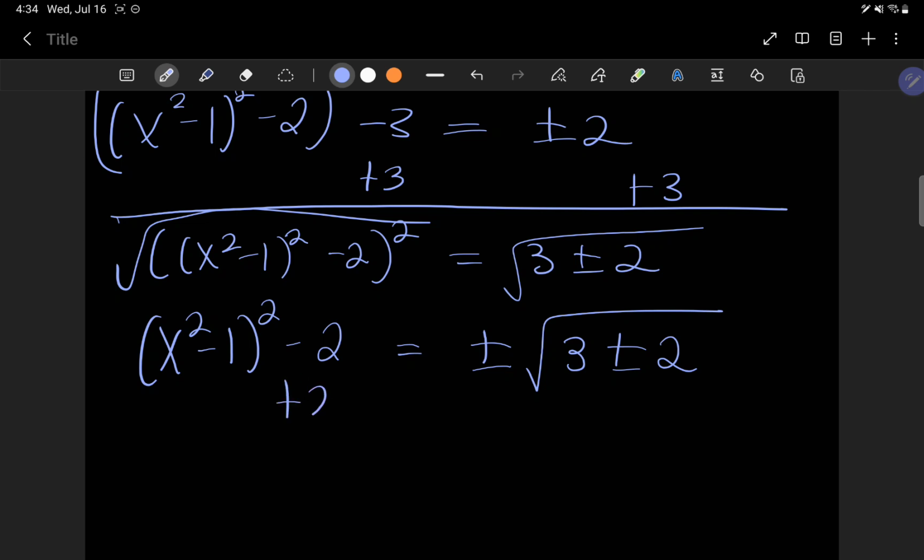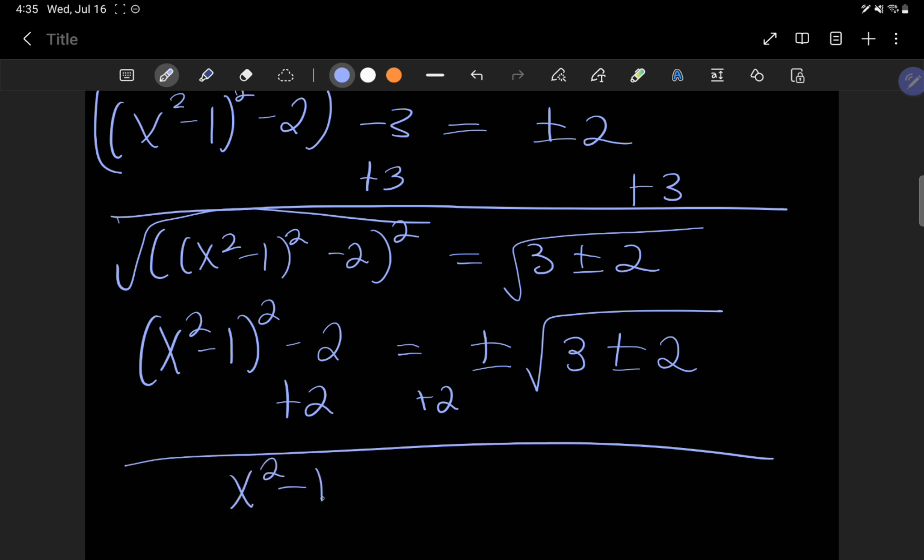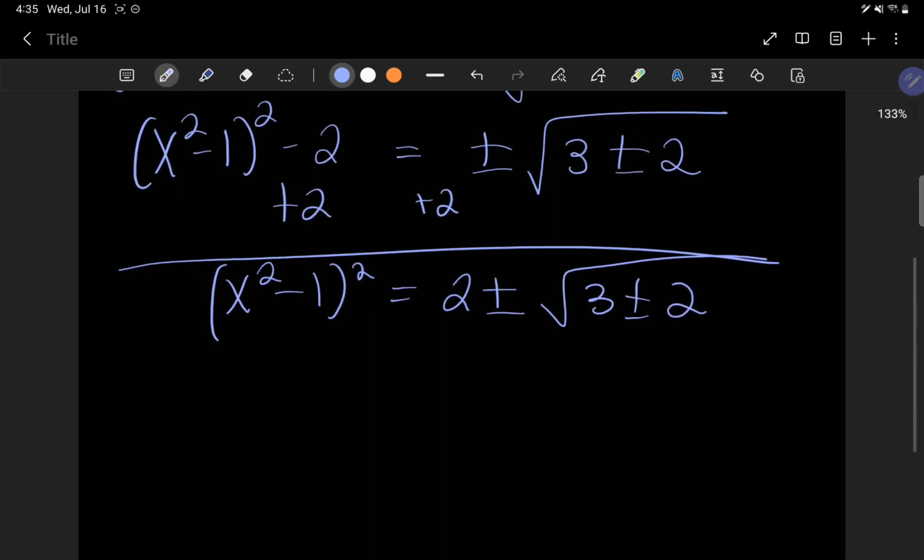I'll add 2. This is so many. This is going to be so many equations to have to go through, because I have to go through positive, positive, positive, negative, negative. Surely there's a better way to do this. I mean, maybe. You're doing exactly what I would do.